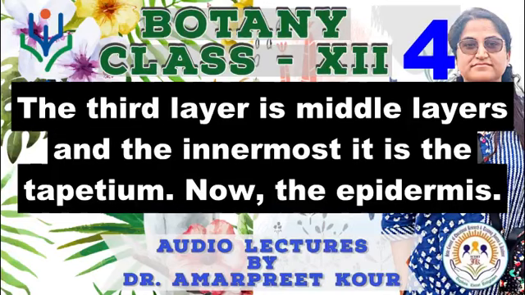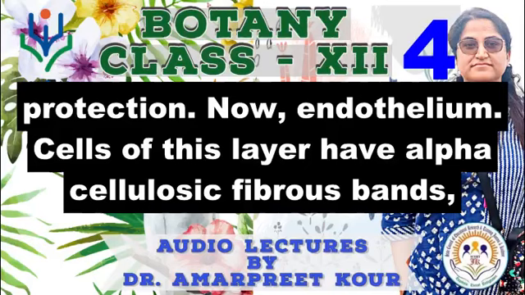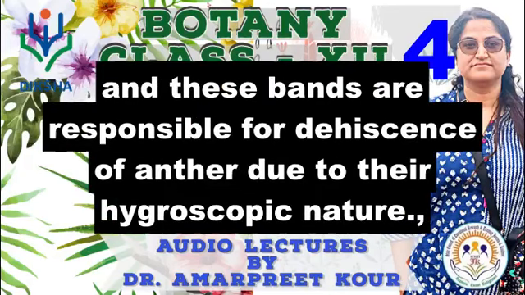Now the epidermis. It is the outermost, single layered and protective in function. It has no other function than protection. Now endothecium. Cells of this layer have alpha cellulosic fibrous bands, and these bands are responsible for dehiscence of anther due to their hygroscopic nature.